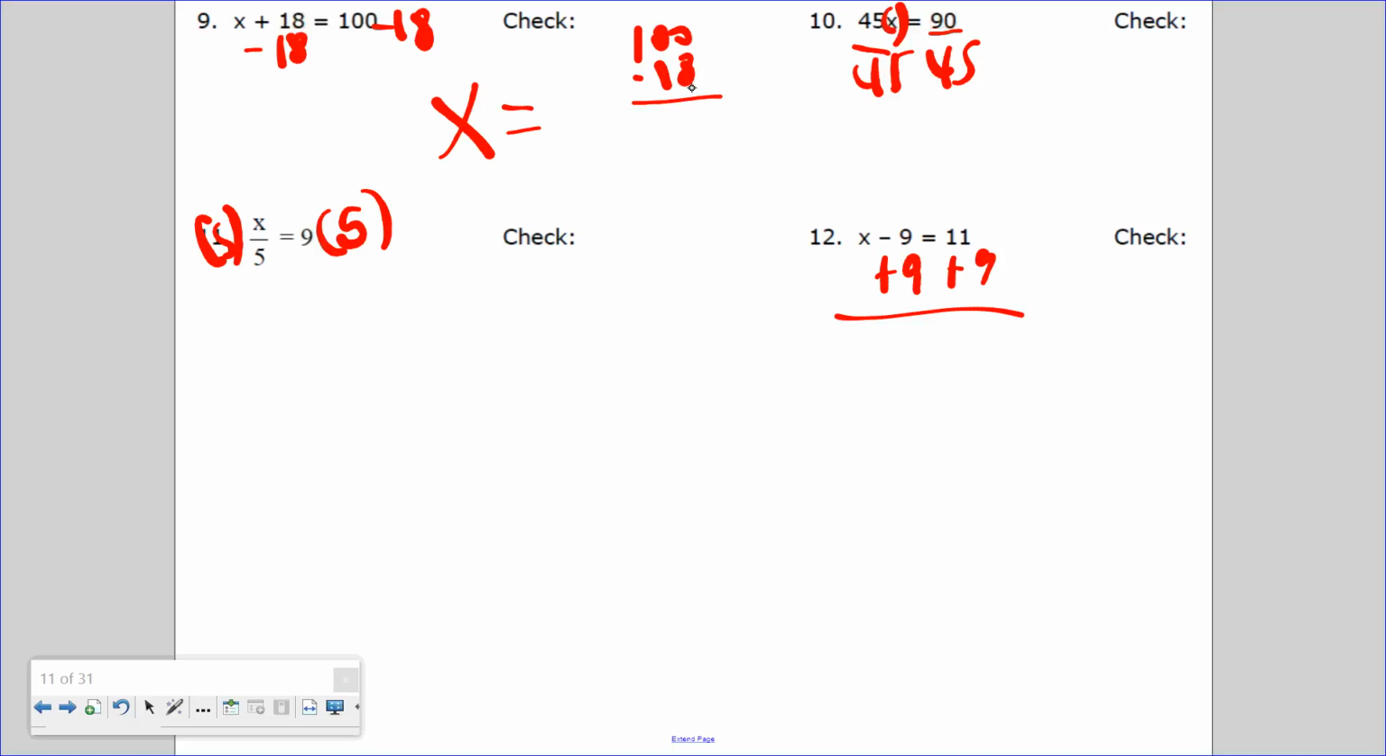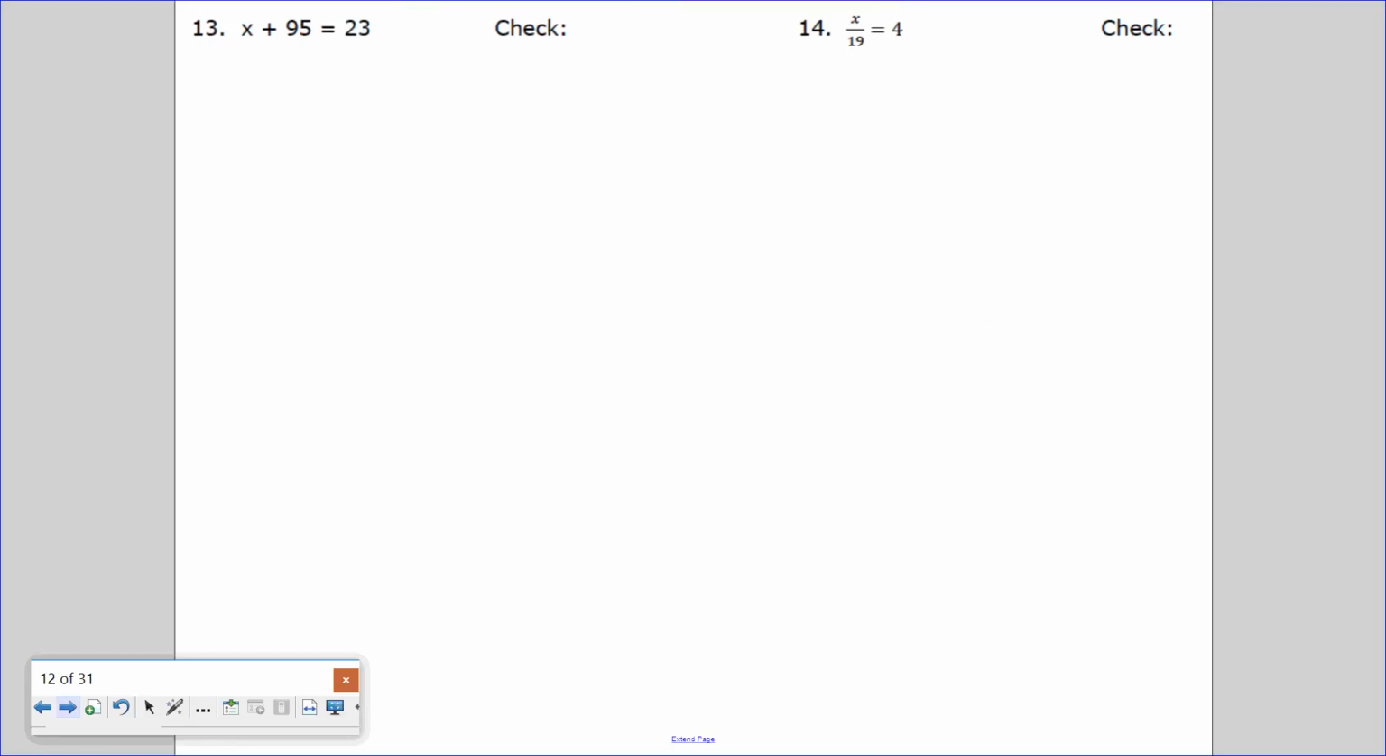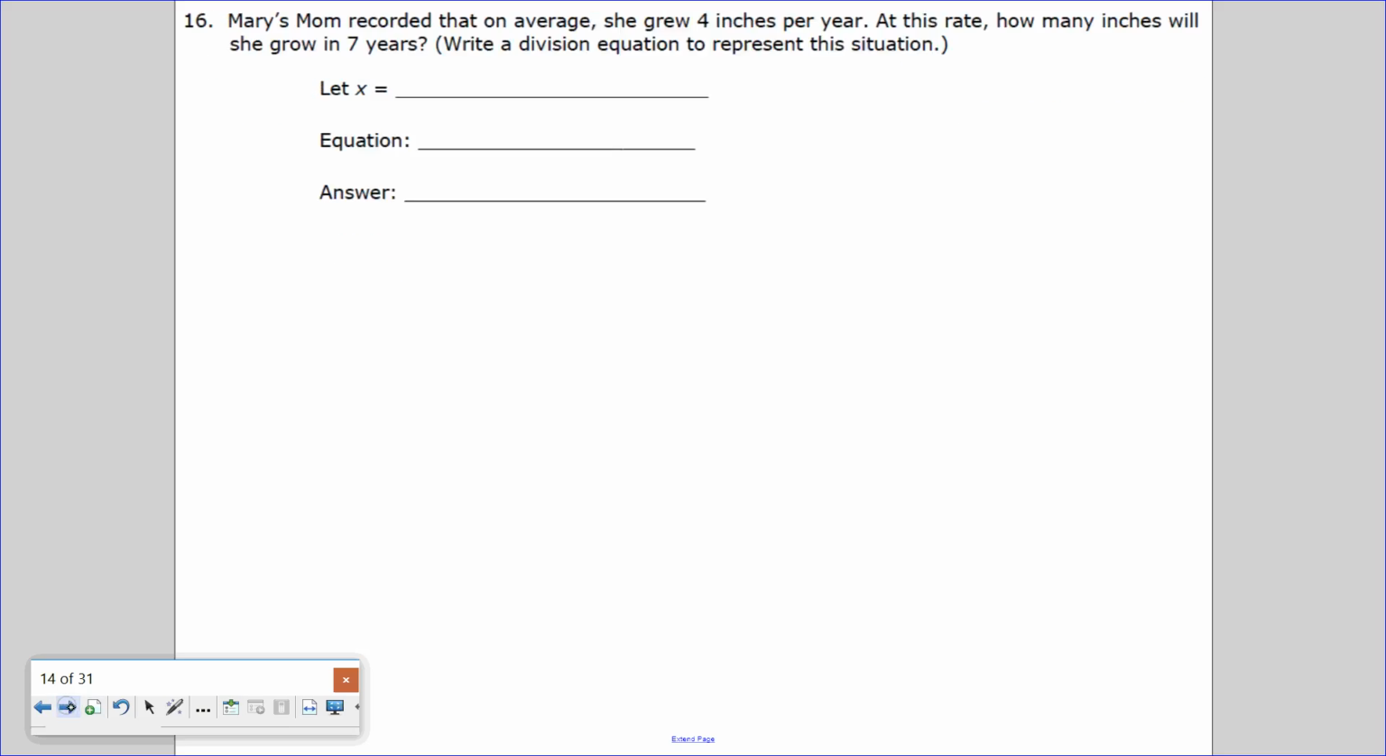So that means this one would be, if I had to say, 115. This one would be 2, 5. This one would be 20.